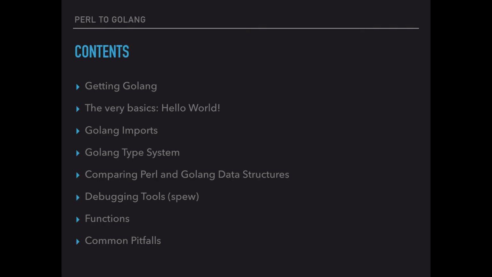In this video, I want to cover a bunch of things, starting with installing Go and writing a classic Hello World program. Then I will talk about modules and the type system, followed by comparing the different data structures in the two languages. Last, I will cover debugging tools, function calls, and share a few common pitfalls.